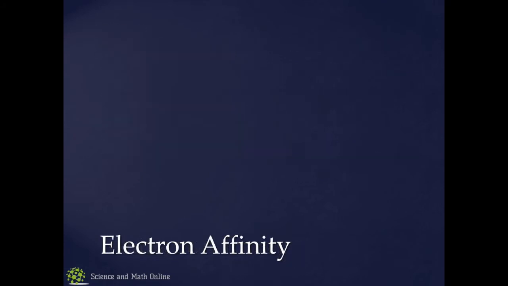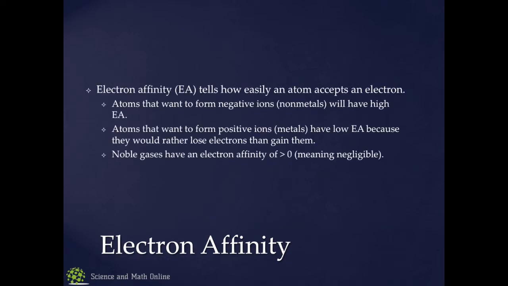All right. Next trend is called electron affinity. So electron affinity tells us how easily an atom wants to accept an electron. This is essentially the opposite of ionization energy. Instead of removing electrons, we're adding electrons. So atoms that want to form negative ions are going to have high affinity. Because the word affinity means a liking for something.